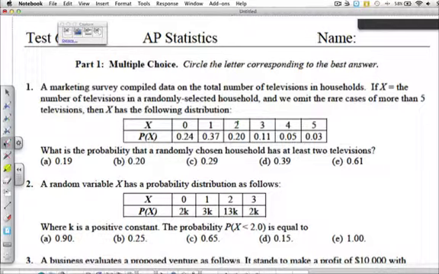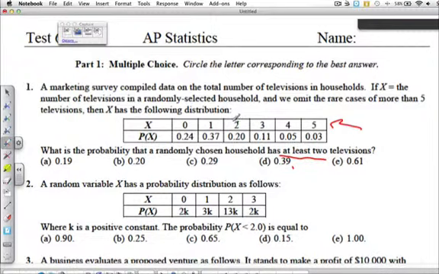If X is equal to the number of televisions in a randomly selected household and we omit weird cases of more than 5 TVs, then X has the following distribution, given in the table right here. What is the probability that a randomly chosen household has at least 2 televisions?